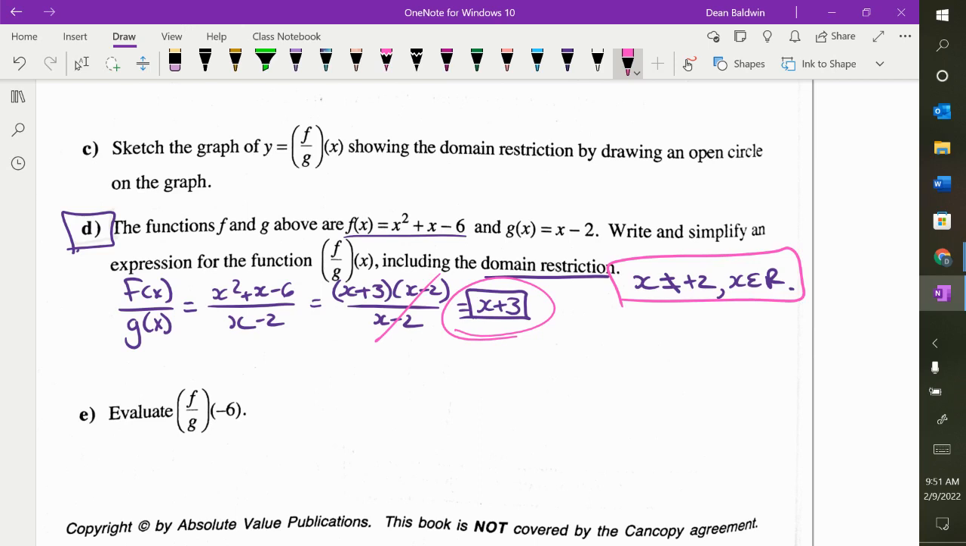All right, second bit. F over g of negative 6. There's two ways to do this. You could go f of negative 6, g of negative 6, and get an answer. What would be the faster way to do it?